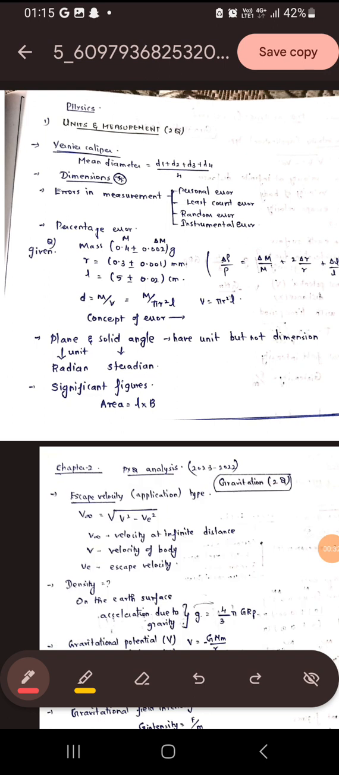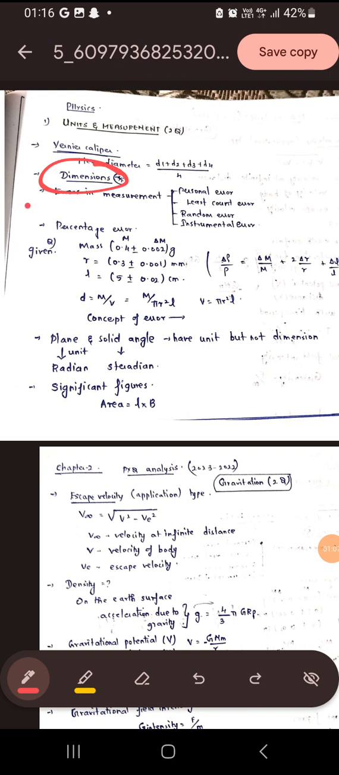The first question, this is the complete analysis based on the 2023 and 2022 question papers, is based on the Vernier caliper. The type of question they asked is about the mean diameter. How do we find the average? Add up all the values and divide by the number of values. That's it. And second, the foremost thing is the dimensions. Dimensions is the most important part, so we will discuss dimensions later in this video.